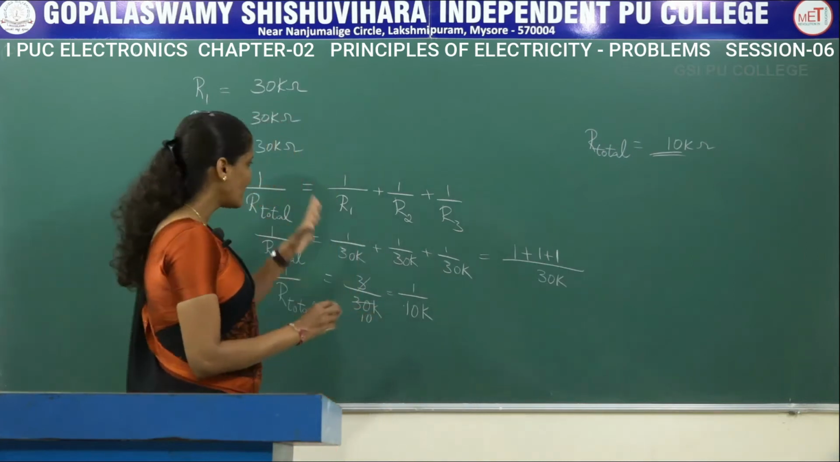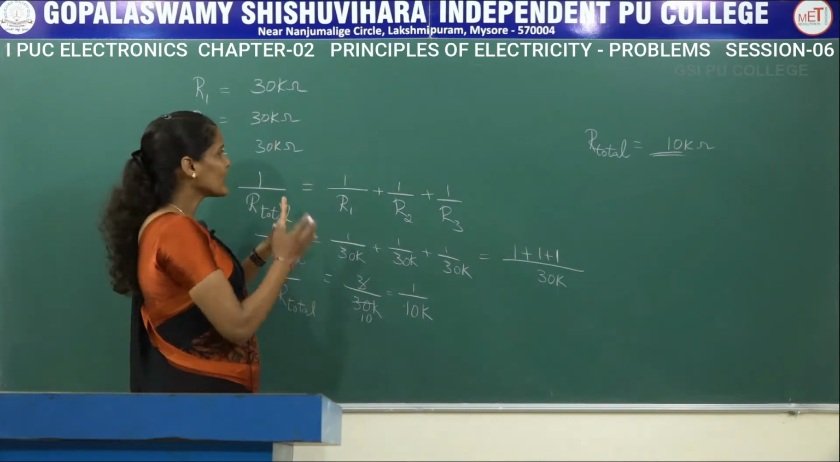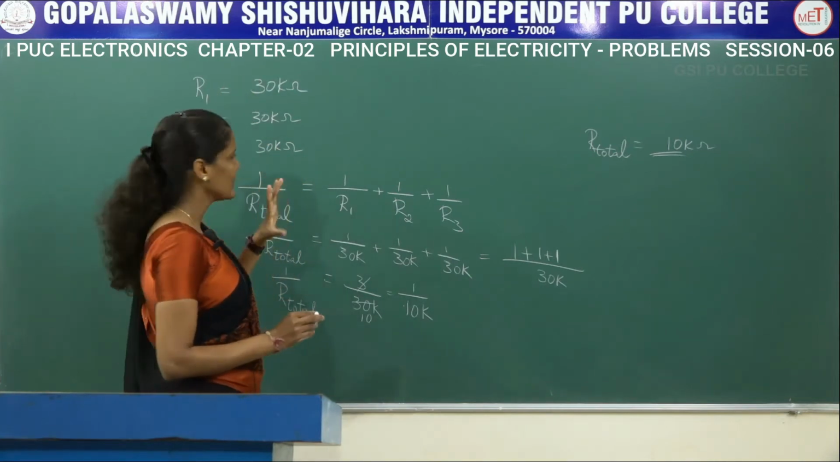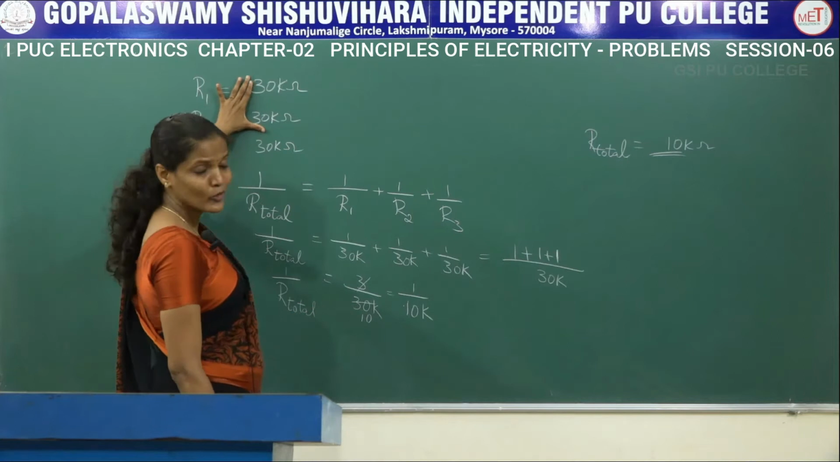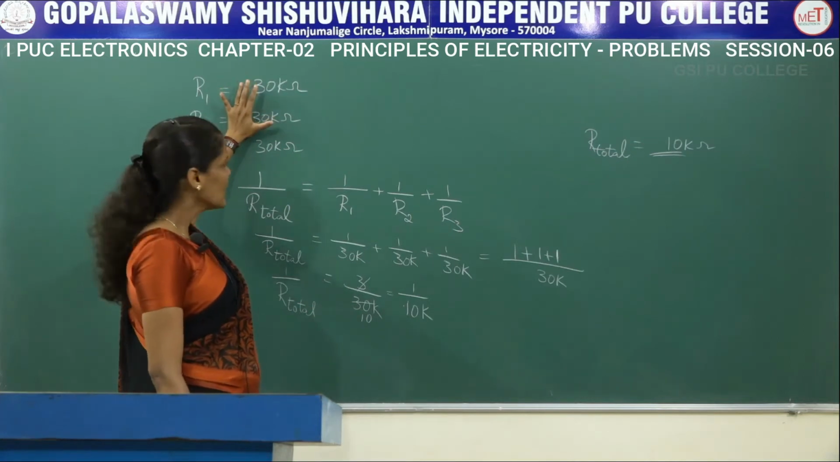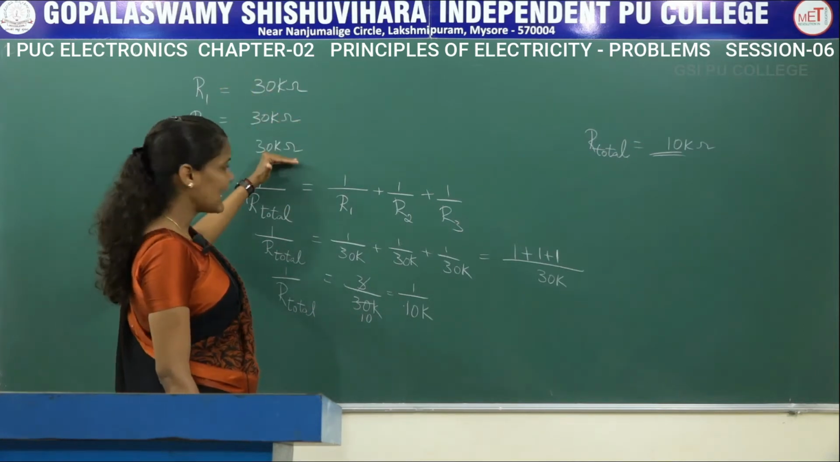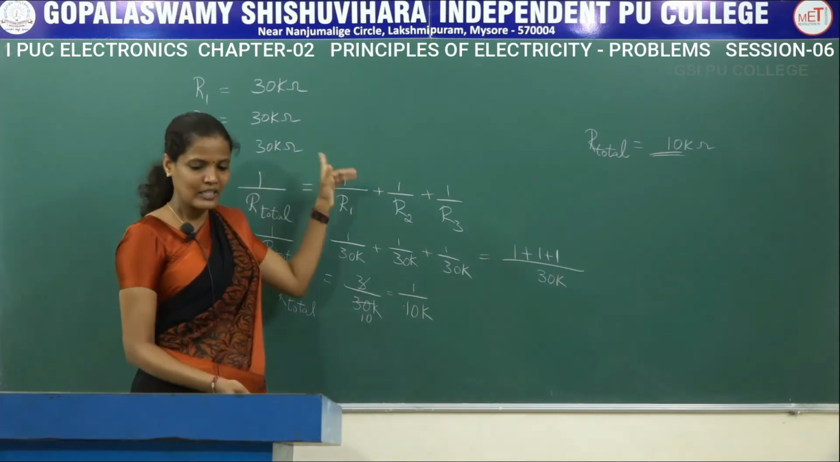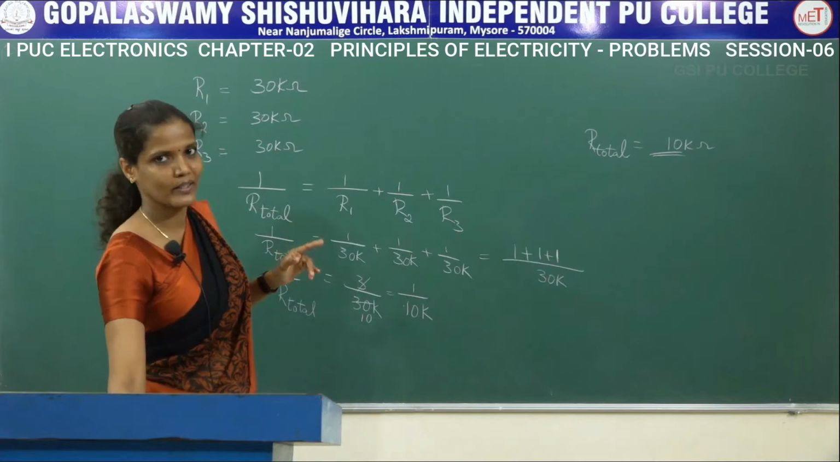I can also solve this same problem by using only two resistors one at a time. Using these two resistors, find their resistance value, and then that answer and this R3 value will be considered separately, and then we are going to solve. We are going to see even that method.